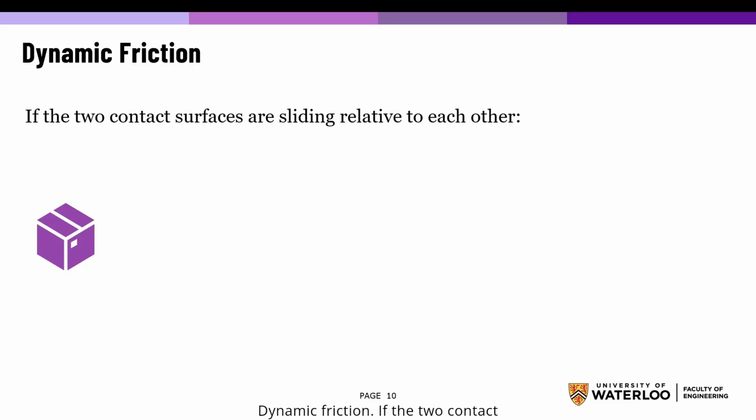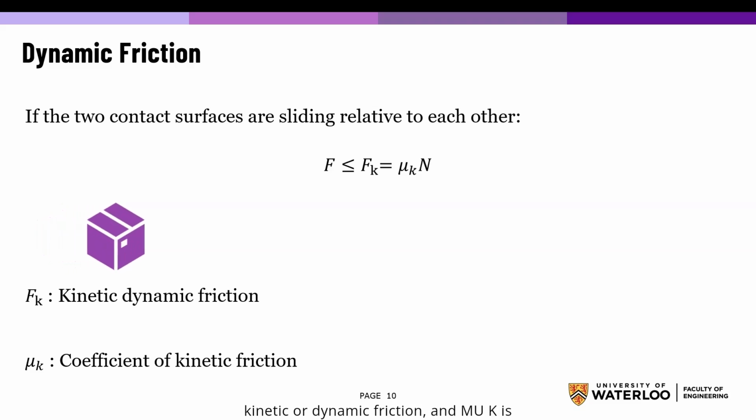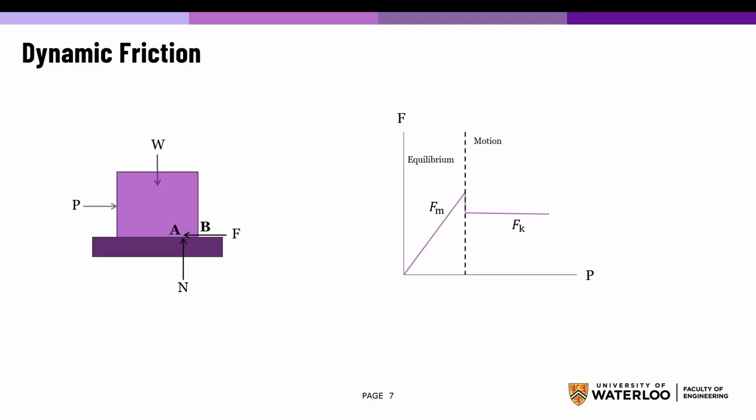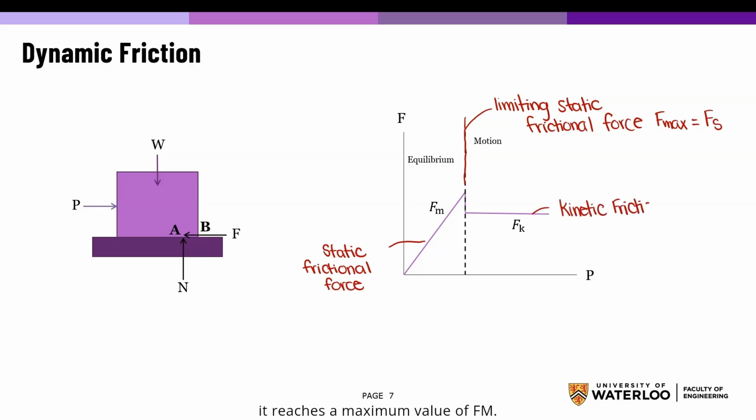Dynamic friction. If the two contact surfaces are sliding relative to each other, F is less than or equal to Fk. So Fk is the kinetic or dynamic friction, and μk is the coefficient of kinetic friction. In the graph, we can see that Fm is the static frictional force, and Fk is the kinetic frictional force. As P increases, the static friction force F increases as well until it reaches a maximum value of Fm.